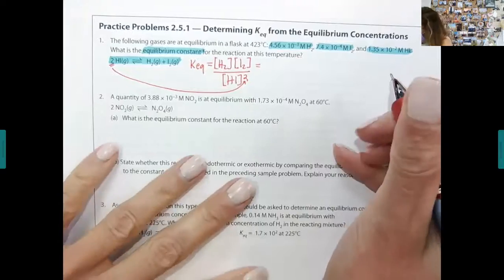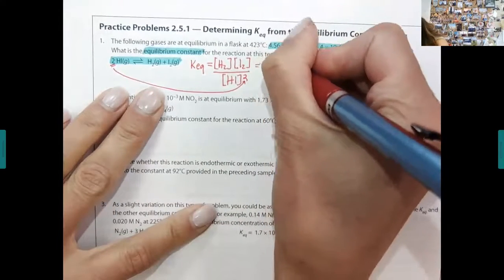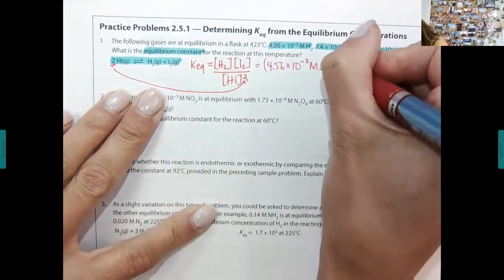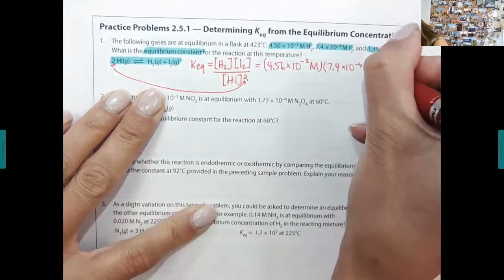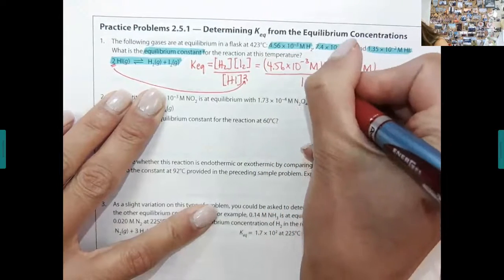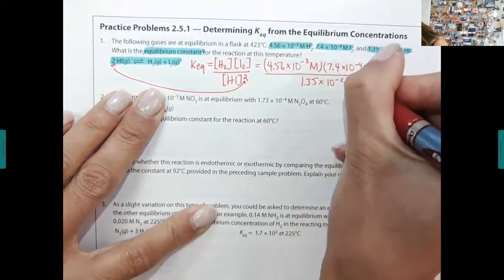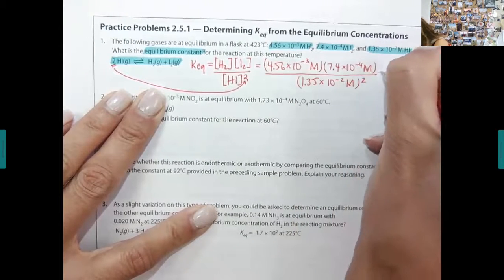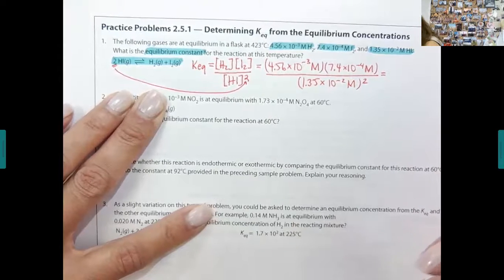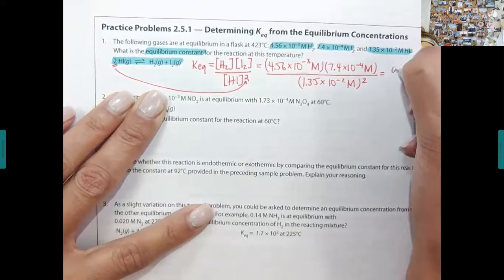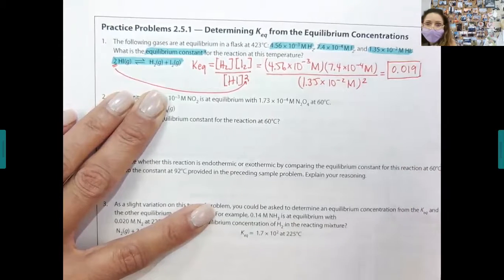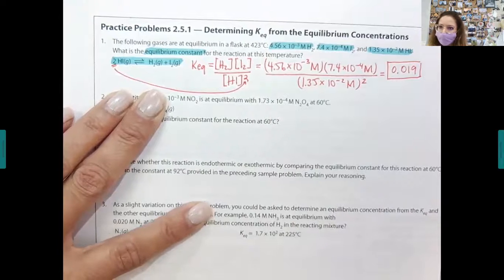Now we're going to substitute in our concentrations. So H2 is 4.56 times 10 to the negative third. I2 is 7.4 times 10 to the negative fourth. And then HI is 1.35 times 10 to the negative 2. And that gets squared. When you put this into your calculator, you're going to end up getting 0.019. I'm just rounding it to 2 sig figs, since 2 sig figs was the fewest that we had.